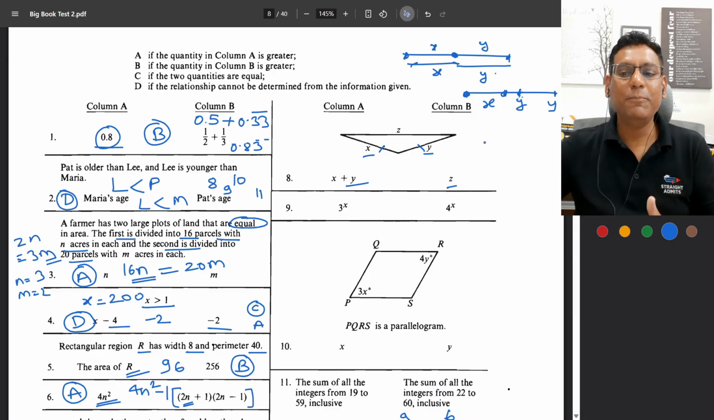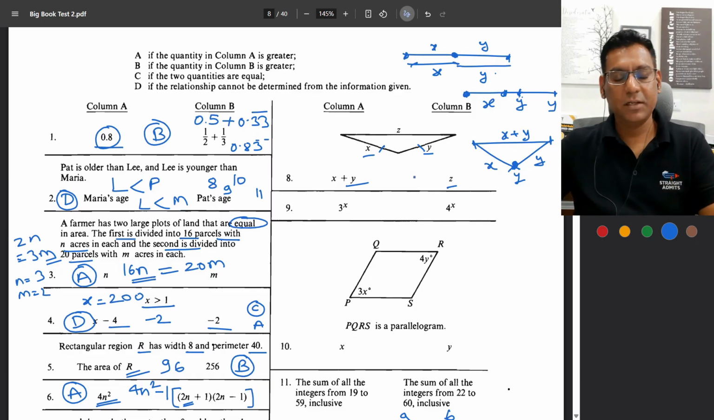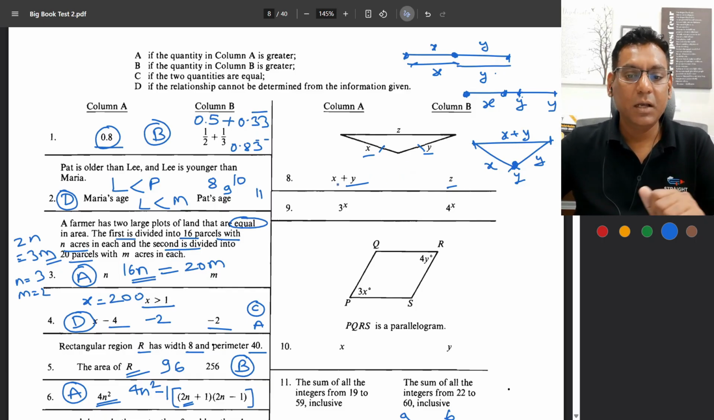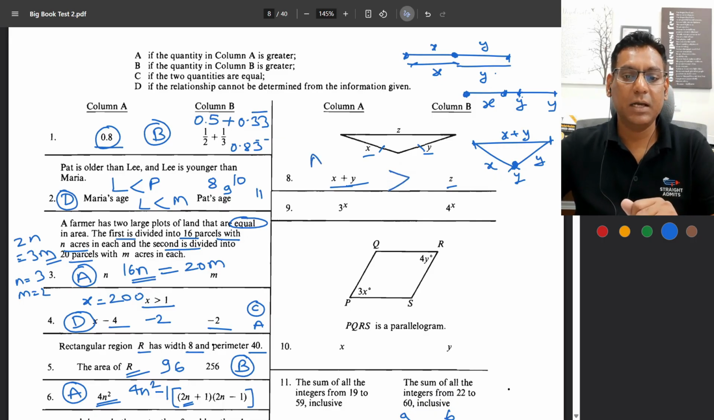The only possibility is when you take a line which is x plus y, and you plot x and y separately, and they meet at some point. This distance is x, this distance is y. Only in that case do you get a triangle, right? That's how the property comes about. So if you know the property, you will still be able to do it. X plus y is always going to be greater than z, so the answer is going to be A.